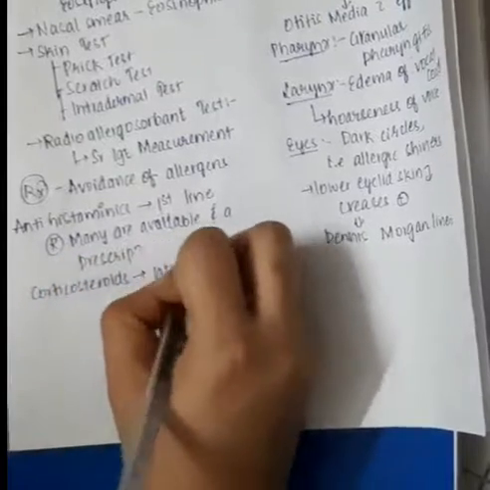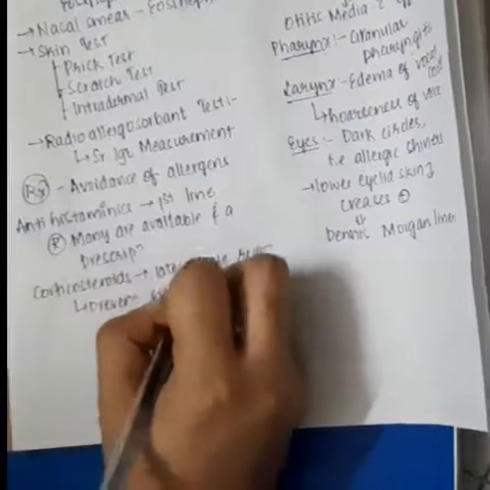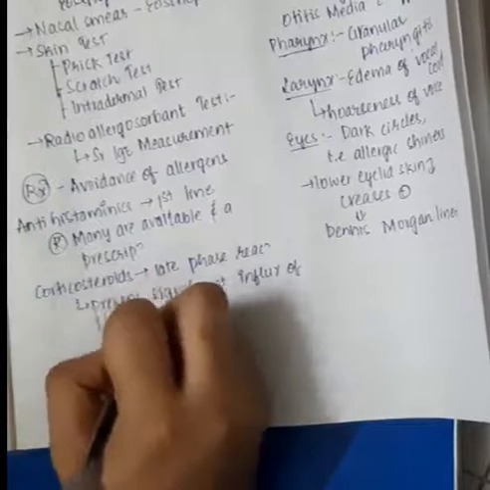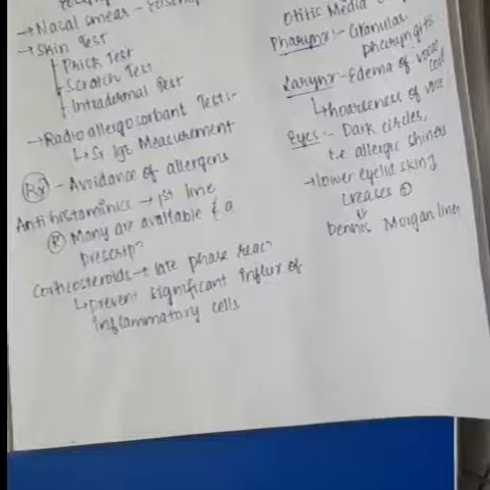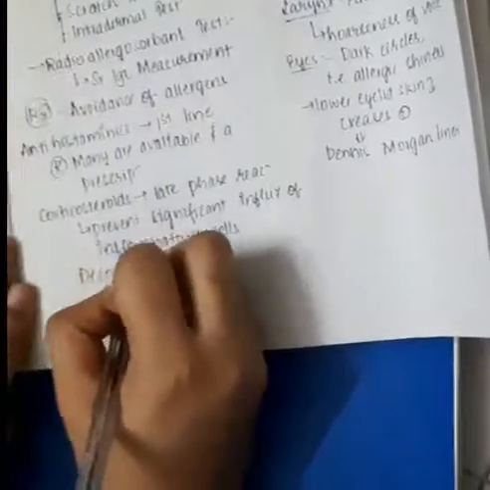Then in the late phase of the reaction we can give corticosteroids. These corticosteroids will mainly prevent the influx of inflammatory cells. Thus immunotherapy can also be given.